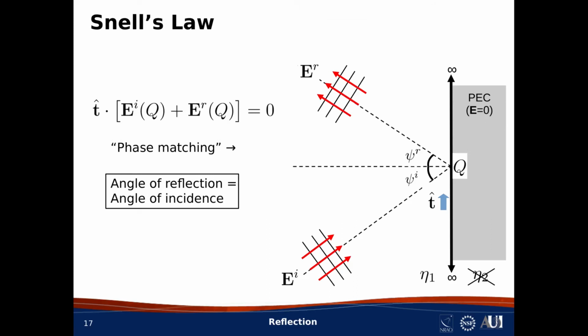Now once again, I'm going to skip all the math, but the procedure is straightforward. You simply substitute expressions for the electric fields and evaluate. What you find is that for this boundary condition to be true at every point on the surface, there is only one possibility, and that is that the angle of reflection equals the angle of incidence. Psi super r equals psi super I. For any other choice of psi super r, you find that you are unable to satisfy the boundary condition that the tangent component of the electric field must be 0 at all points on the surface.